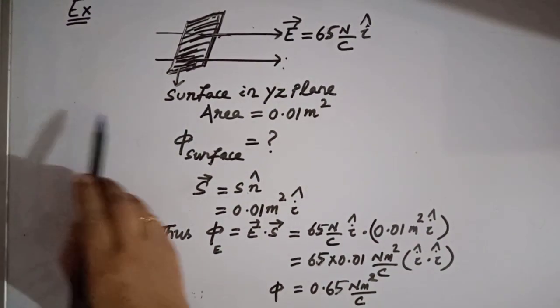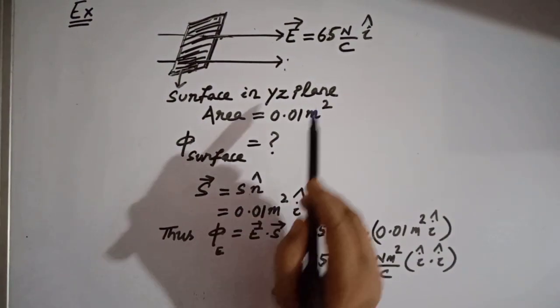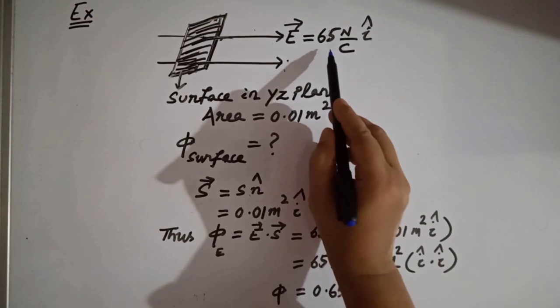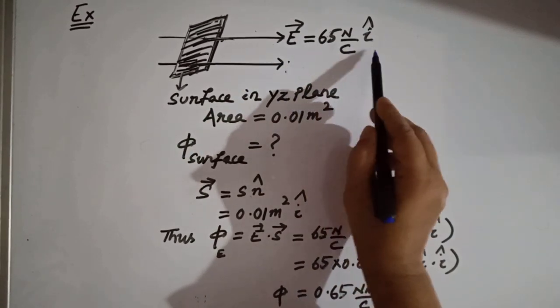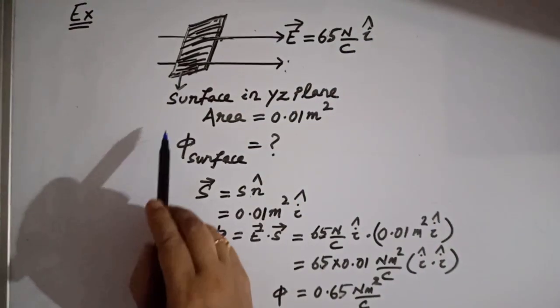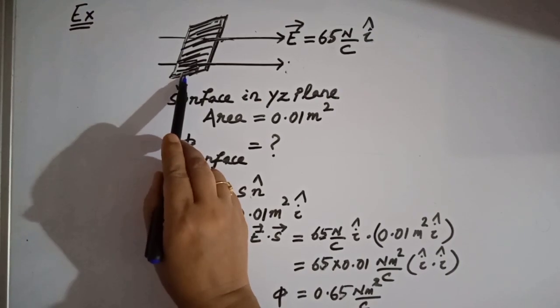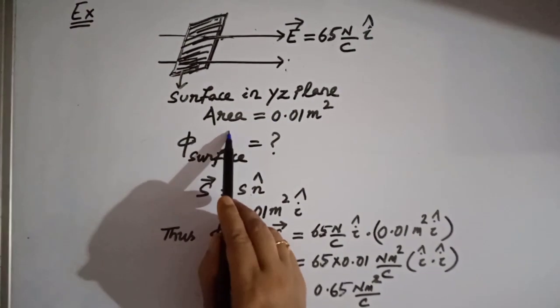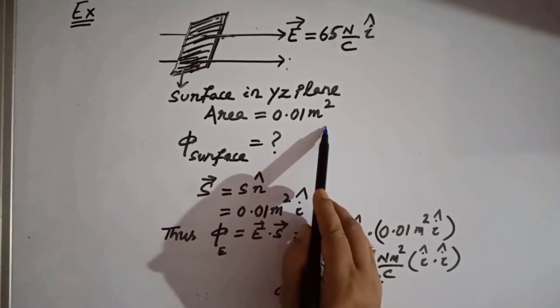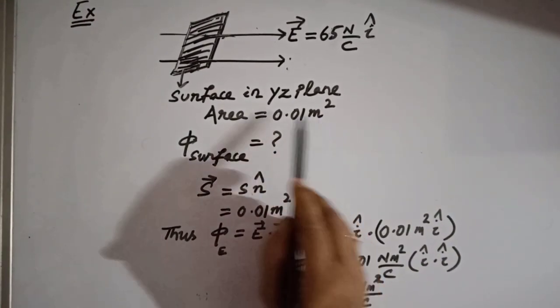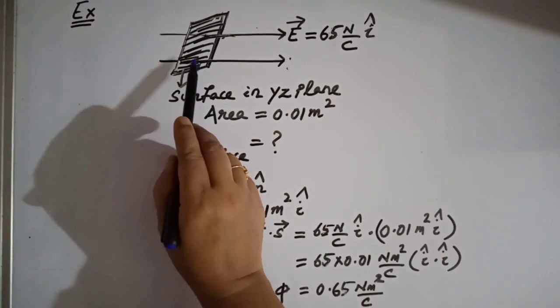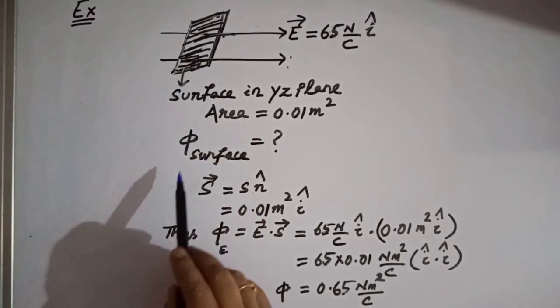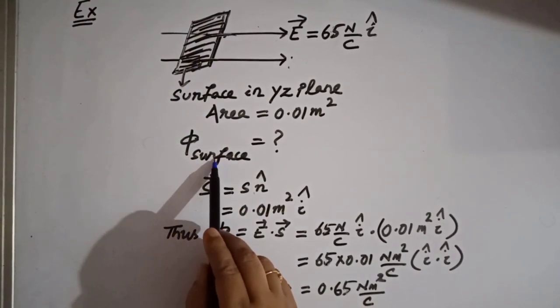Let's consider one example. The electric field is along x-axis. It is 65 Newton by Coulomb i cap. A surface, this is the surface which is in the YZ plane, having area 0.01 meter square. Find the electric flux passing through this surface. What is phi through that surface?